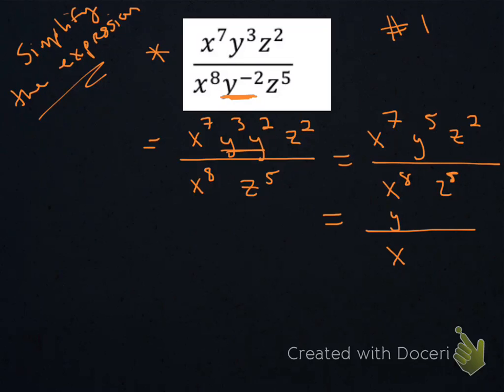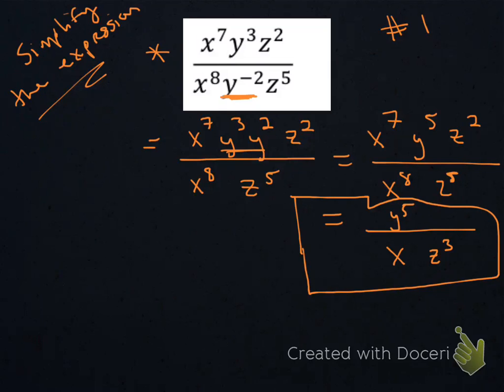Y's we can't do anything with because we've only got one left. And then same thing with the z. We have 2 z's on the numerator, 5 z's on the denominator. If we canceled out 2 z's on the numerator, we'd be left with 3 z's on the denominator. Or you can think about 2 minus 5 would be negative 3, so we'd have z to the negative 3rd. Since it's a negative exponent, it would go on the denominator. And this is as simple as we can get.